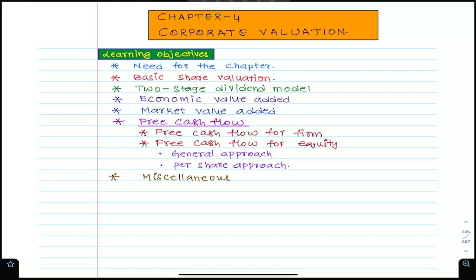First, I want to ask you one question. After this, what is the next chapter we are going to begin? Bond Valuation. That also we will complete. We complete share valuation, mergers, business, bonds. Once all these are complete, we will learn portfolio as a whole. Are you understanding? So, keep the heading Business Valuation or Corporate Valuation. Write the learning objectives.